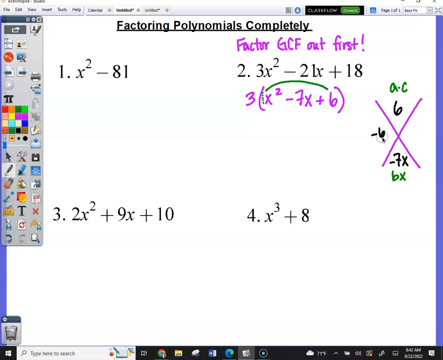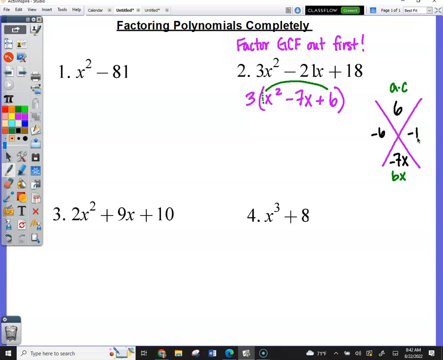Negative 6 and negative 1, double check it. They multiply to give me positive 6, good. They add to give me negative 7, good. So that's your two numbers. Order does not matter here. The order of them doesn't matter.